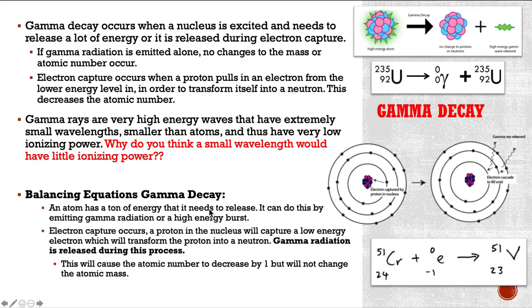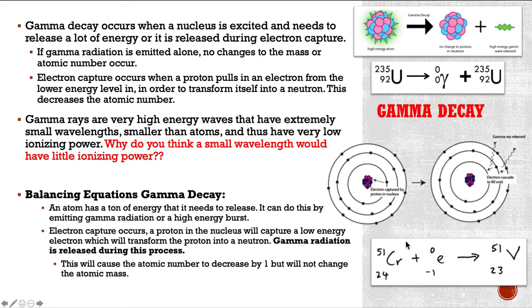All right. Now let's talk about how to balance these equations. We already talked about this: releasing gamma rays does not change anything about the identity of an atom. It's just an energy release. But when we're talking about electron capture, there are some changes. We talked about how it decreases the atomic number. Let's take a look here. We've got chromium-51, and in this case we've got the electron on this side because it's being added to the nucleus of that atom.